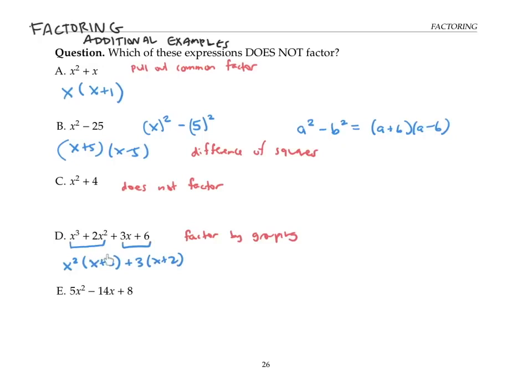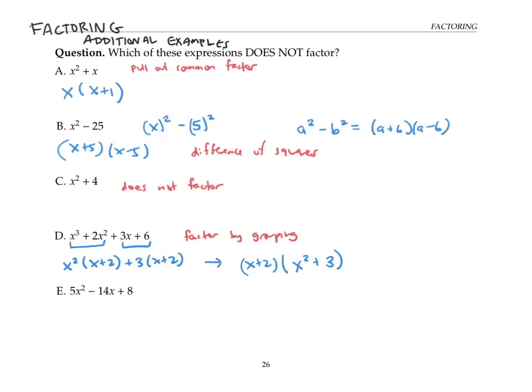Notice that the x plus 2 factor now occurs in both of the resulting terms, so we can pull that x plus 2 out and get x plus 2 times x squared plus 3. We can't factor any further because x squared plus 3 doesn't factor. Finally, we have a quadratic.